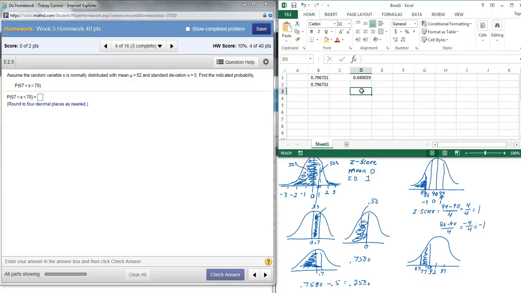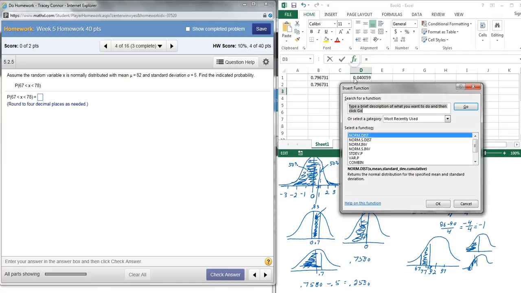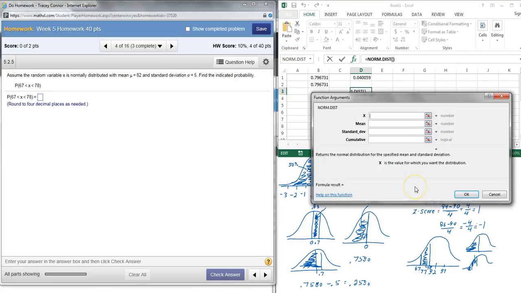But if we use Excel and we looked at 78, it would give us all this probability. And then if we did 67, we would have less probability here. So we would take the difference between to get this amount right here in the middle. So again, if you've been using your functions, it'll be right there. So we have NormDist, and we put in 78, and then the mean is given 82. There's a 5, and then we'll do true.